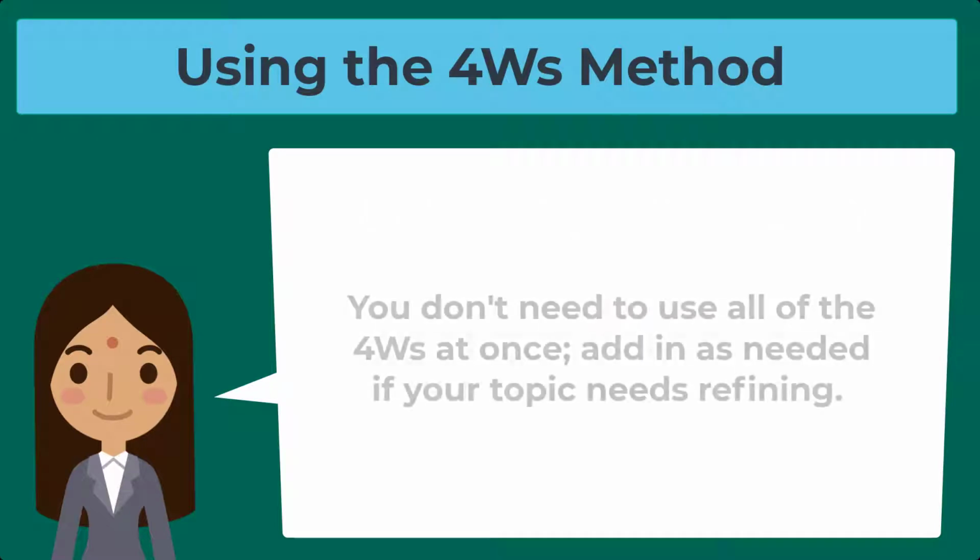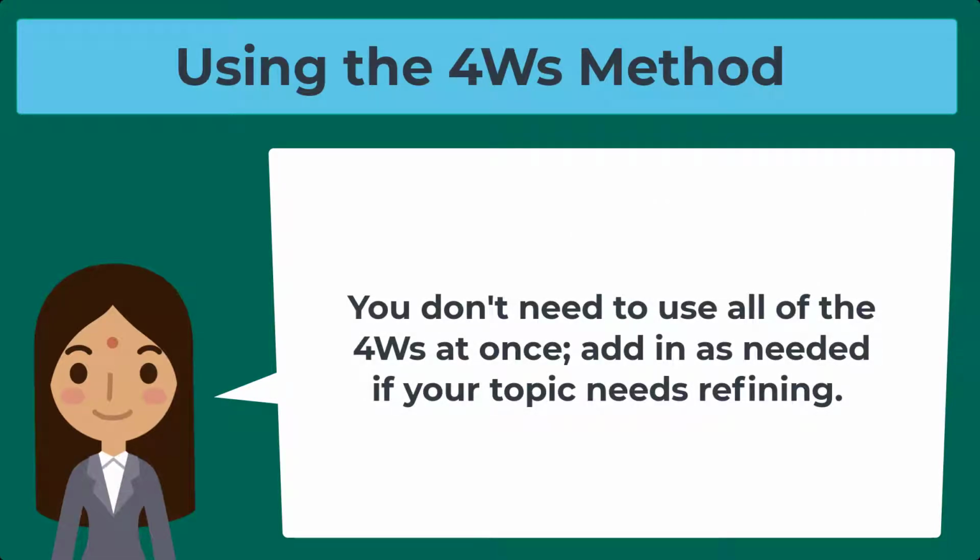Now you might notice that we didn't use the who component of the 4 W's in our topic. While going through all of the 4 W's when thinking about a topic is helpful, you don't need to use all of them. However, you might find as you research that your initial topic is too broad. If that's the case, you can add those unused W's back in to help you narrow your topic further.